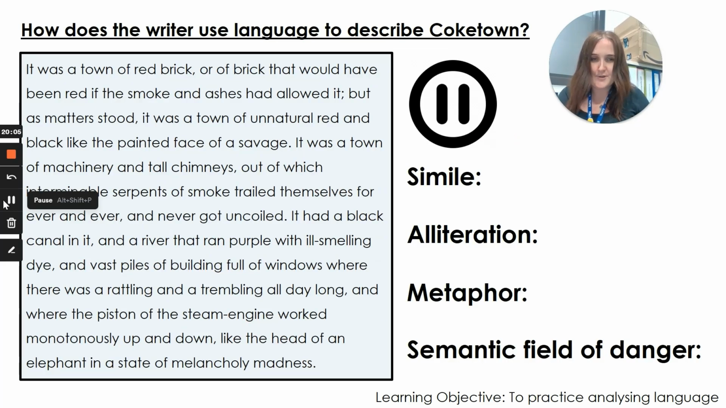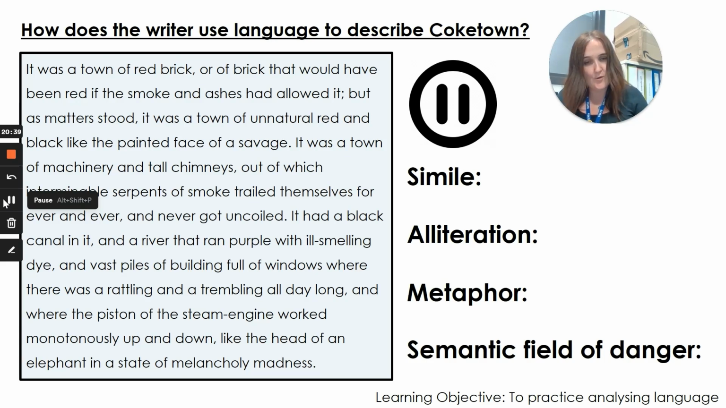So I'd like you to pause the video and find an example of each of these techniques. If you don't remember the definitions of the techniques, you can rewind and look back at our retrieval practice. So pause the video, read the extract and write down an example of each of these techniques. For the semantic field of danger, remember a semantic field is a group of linked words, so you can just write out 3 or 4 words that create that sense of danger. Pause the video now, and then play when you're ready. So we will go through them one by one.